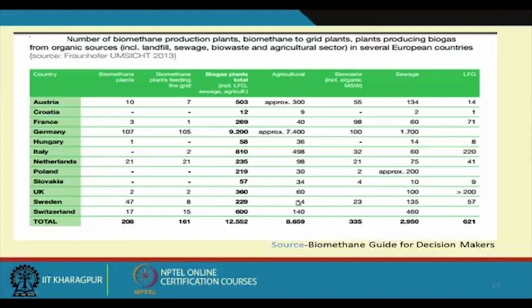This is some information that we have on how many biogas plants, in the year 2013 in the European countries, are in operation. Total is 208, and Germany plays the major role with 107, and then Sweden. I told you Germany and Sweden are largely operating their buses with the help of biogas, which is environmentally friendly.